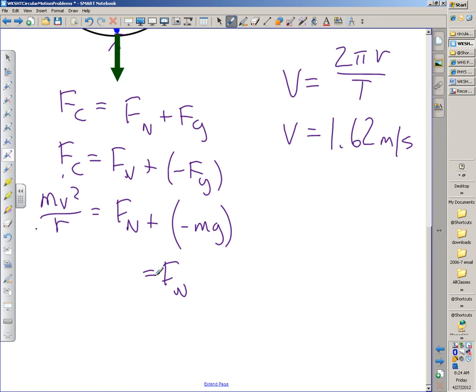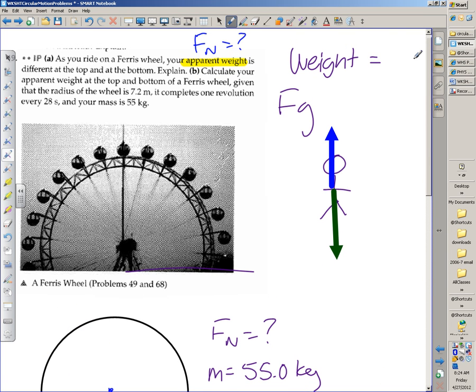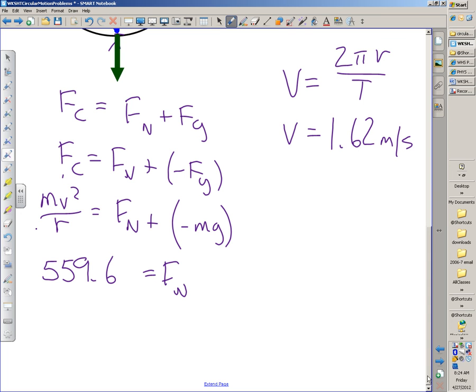Alright, anybody got an answer for this yet? Not yet. Is it 42? No, it's got to be bigger than that. Does that work? Okay. And then sig digs wise, 2, 2, 2. So we probably round that to 560.